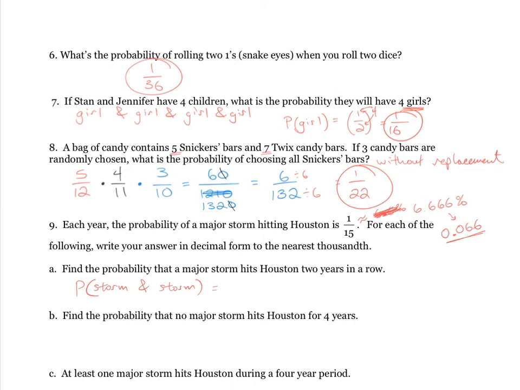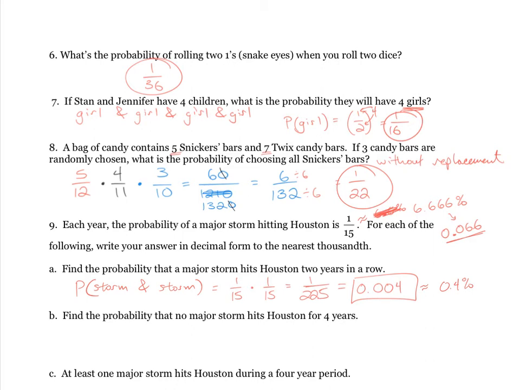So that means the probability of a storm is 1 out of 15 times the probability of a storm is 1 out of 15, which is 1 over 225, which is something like 0.004 probability. So our chance of hitting a storm for 1 year is already pretty low. But our chance of hitting a major storm 2 times in a year, to put this in terms of percent, 0.4%. It's less than 0.5% that it'll happen.